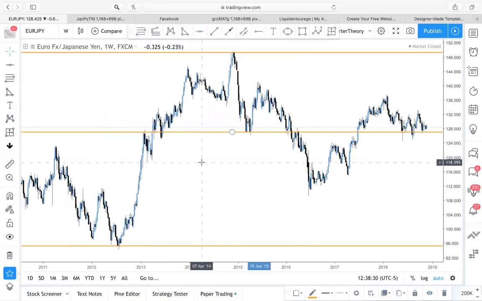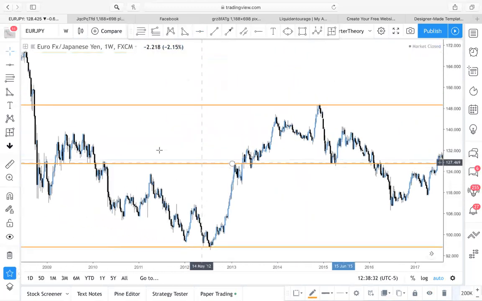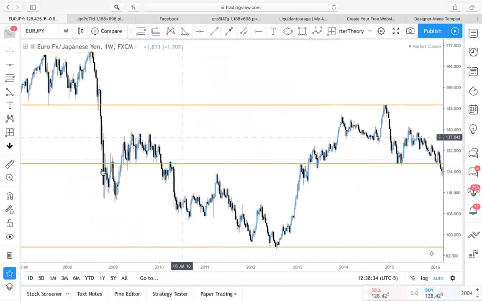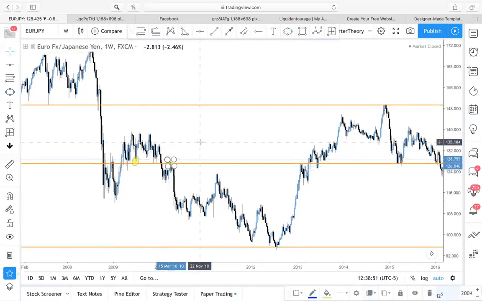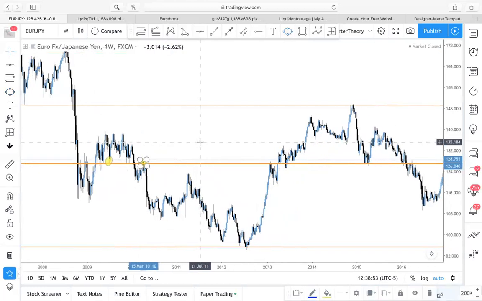Okay, so what you see now, you can go back, always look left to get right. You go back and you see that this level is respected as resistance and as support. So this level that we have drawn here is a nice level. And this is what you want to find when you're drawing your support and resistance. You want to find areas in which price has tested it as support and resistance. That way you know it's really a strong level of support or resistance.